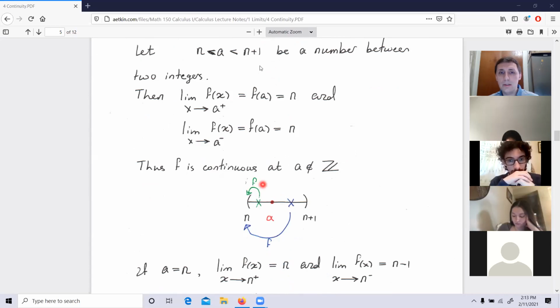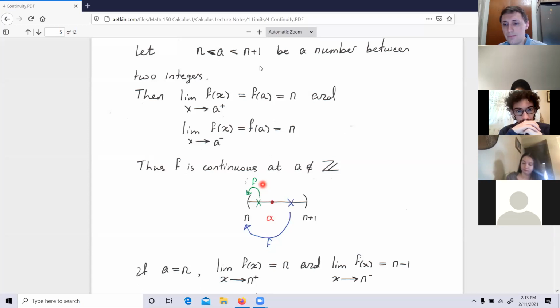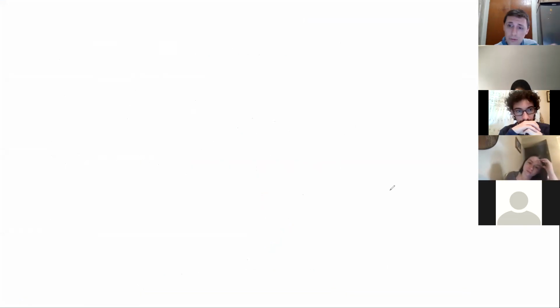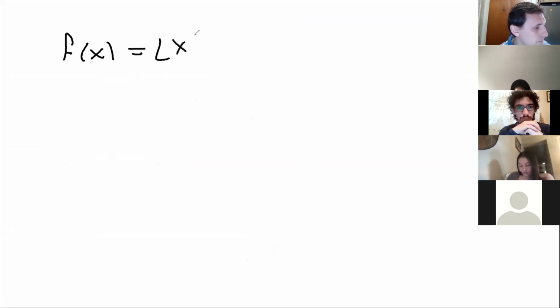Maybe I'll do first one example where a is actually a number. You cannot do it forever because you have to speak of all of them, otherwise you will never finish the discussion. So if my function is the greatest integer function, will it be continuous at the point 2.1? Will it be continuous at this point?